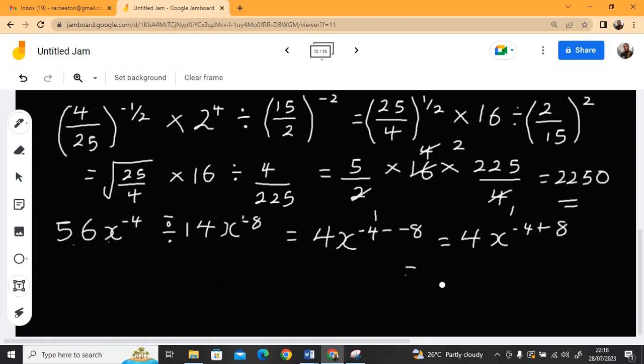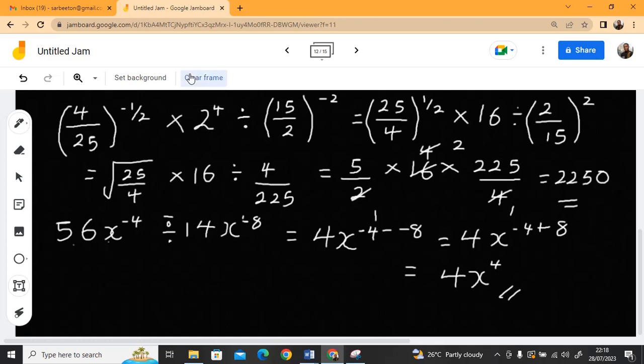So your final answer here will be 4 s raised power minus 4 plus 8, what is that? That is plus 4. You are owing somebody 4 naira, you are having 8 now. If you pay, you are still having 4 naira. So this is your final answer. Put this down in your notes. Then let's move on to the next one.